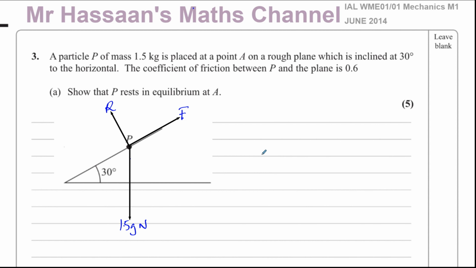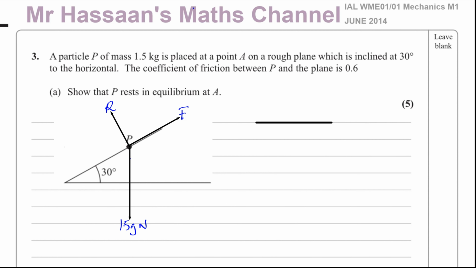Let's just talk a bit about the situation. We have to show that this particle is resting in equilibrium. So basically what we have to show is that the component of the weight acting down is less than F max. F max would be the maximum amount of friction that can be generated in this situation. Let me just take it back to the origins and give a little explanation about friction.